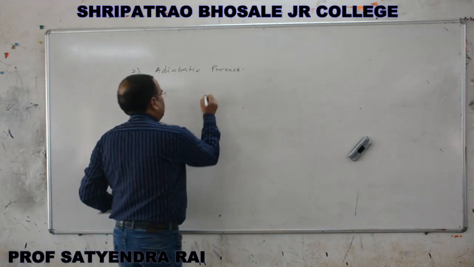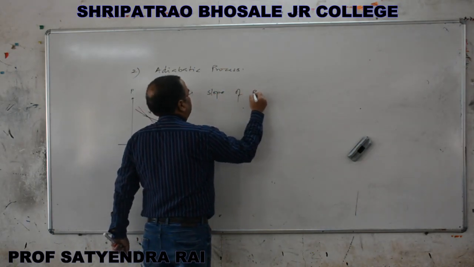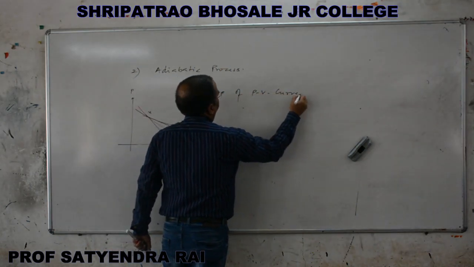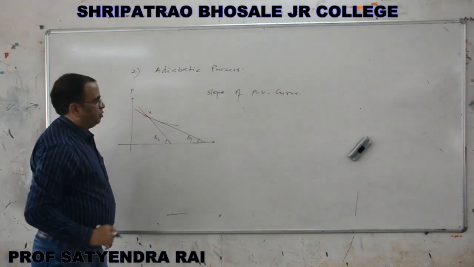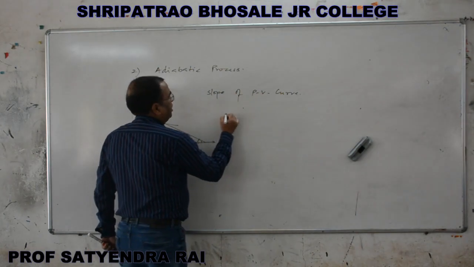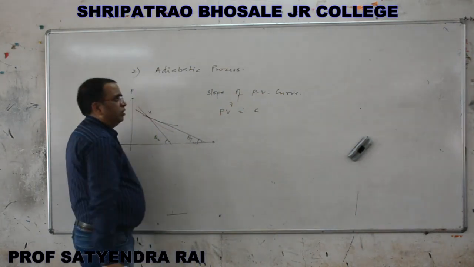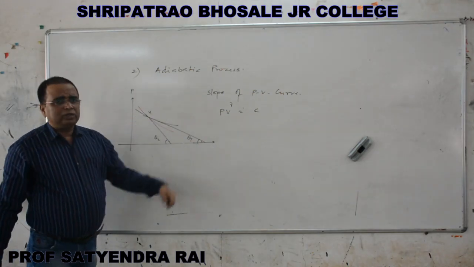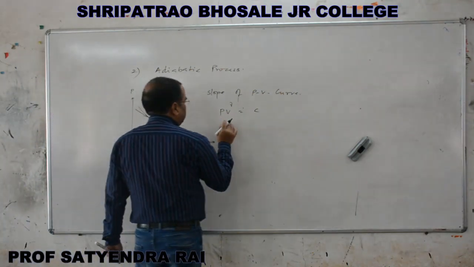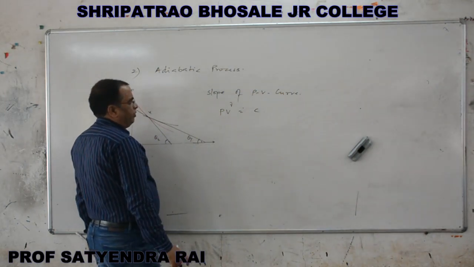Now, to get the slope of the PV curve in an adiabatic process, we have the relation PV to the power gamma is a constant C in adiabatic process. One can easily do it. So now differentiating both sides, what do we get?